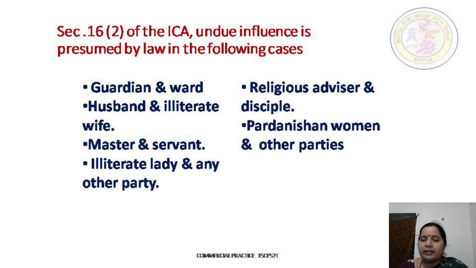And religious advisor and disciple. A disciple is selling one lakh rupees worth of property to his religious advisor for 50,000 rupees. There is a chance of undue influence, because the religious advisor may have used his power over his disciple to get consent to the agreement for a lesser amount. So, these are all cases of undue influence. In this relationship, law presumes the presence of undue influence.